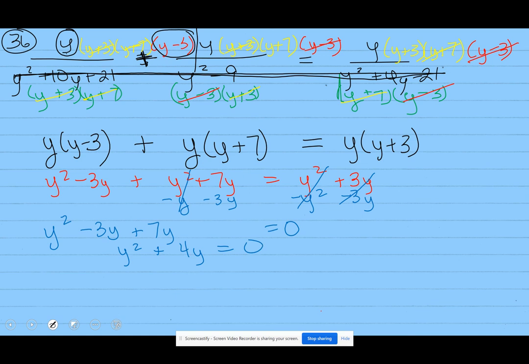So how do I factor that? Remember how we did that last one? Y squared plus 4y plus 0 equals 0. And we have two numbers that multiply to give me 0 and add to give me 4. How about 0 plus 4?